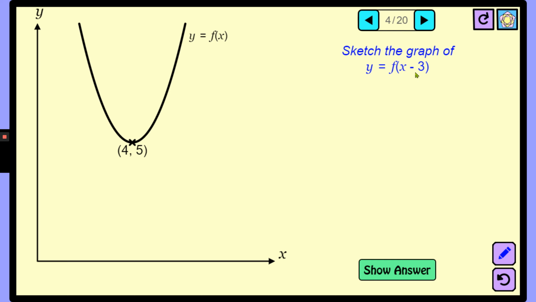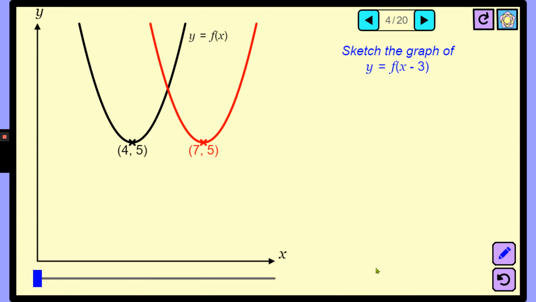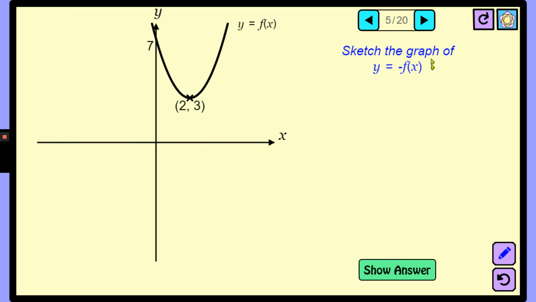Okay, so in this case, you're subtracting 3 from x in the brackets, but you're doing the opposite. So you're going to add 3 to x here. So that will become 7, and the 5 stays the same. Next question, pause.